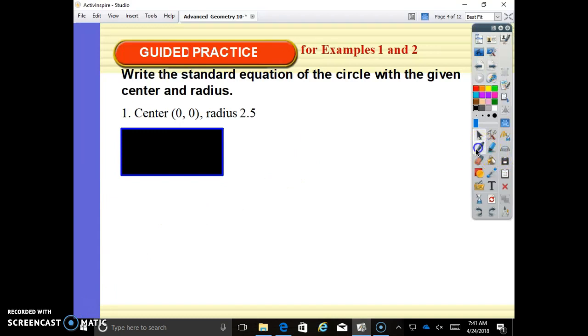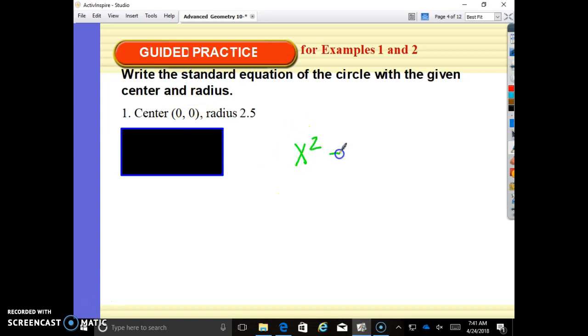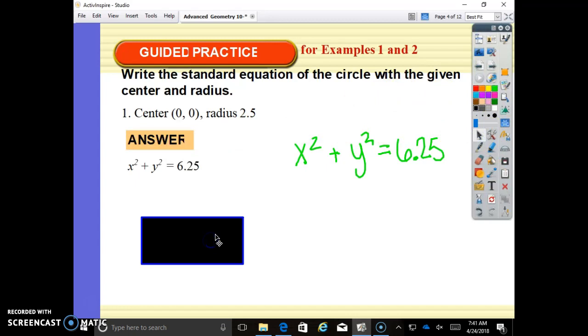All right, so now that you've had a couple minutes to attempt this problem, let's write this one out. With the center being the origin, it's (x − 0)² + (y − 0)² = our radius squared, or x² + y² = 2.5². 2.5 squared is going to give me what? 6.25, correct. Good job. And that is our equation in standard form of this circle. I'll just show that to you. There you go.